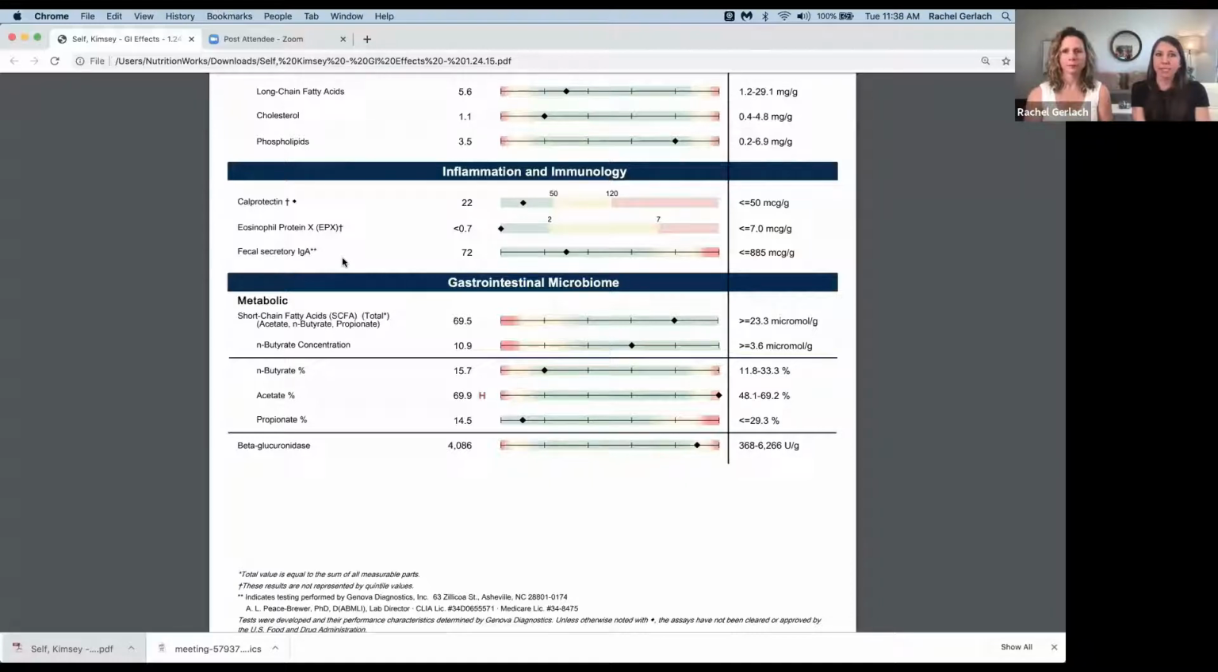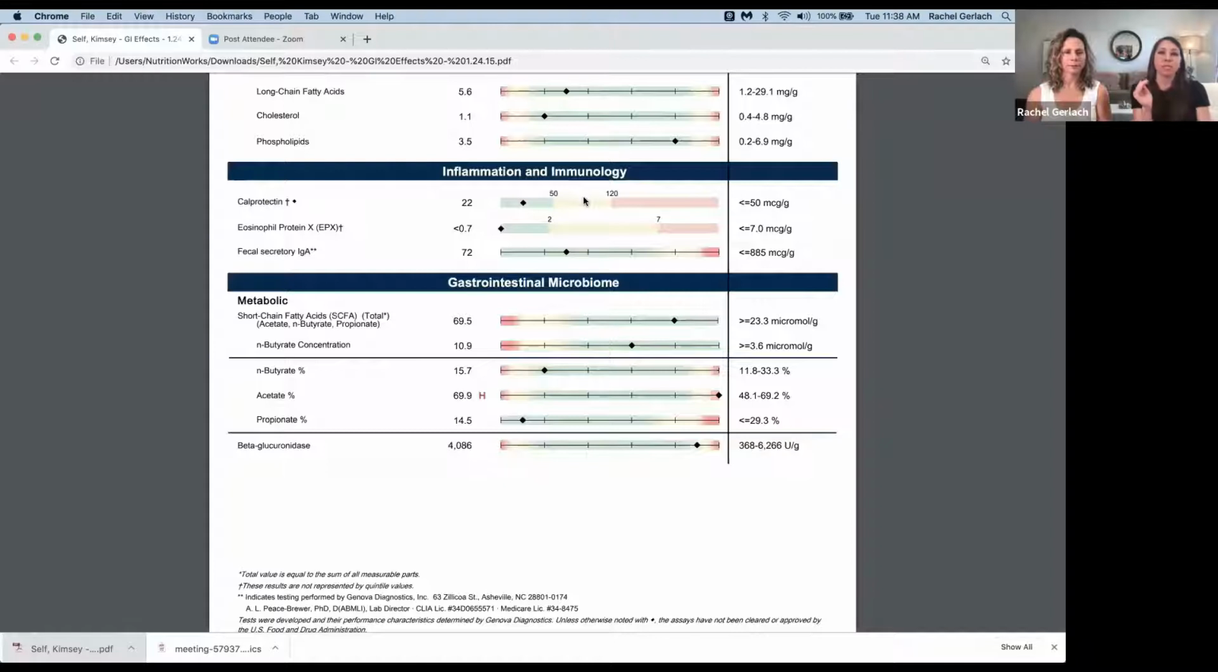So calprotectin is a very reliable marker for indicating the potential for inflammatory bowel disease. Inflammatory bowel disease is different from irritable bowel syndrome. IBD refers specifically to either Crohn's or ulcerative colitis, an autoimmune condition occurring in the intestines. In this case, calprotectin is normal, so it's indicating this person most likely does not have those conditions.